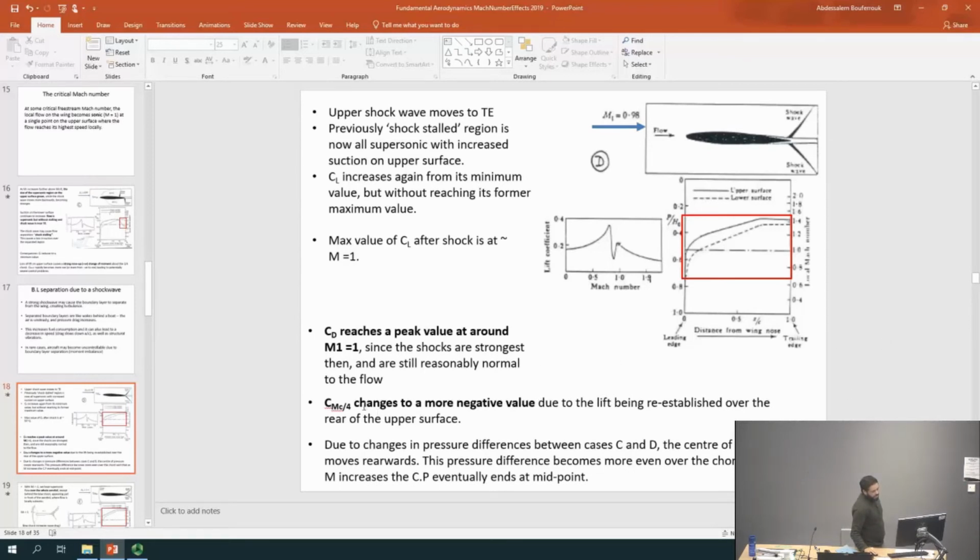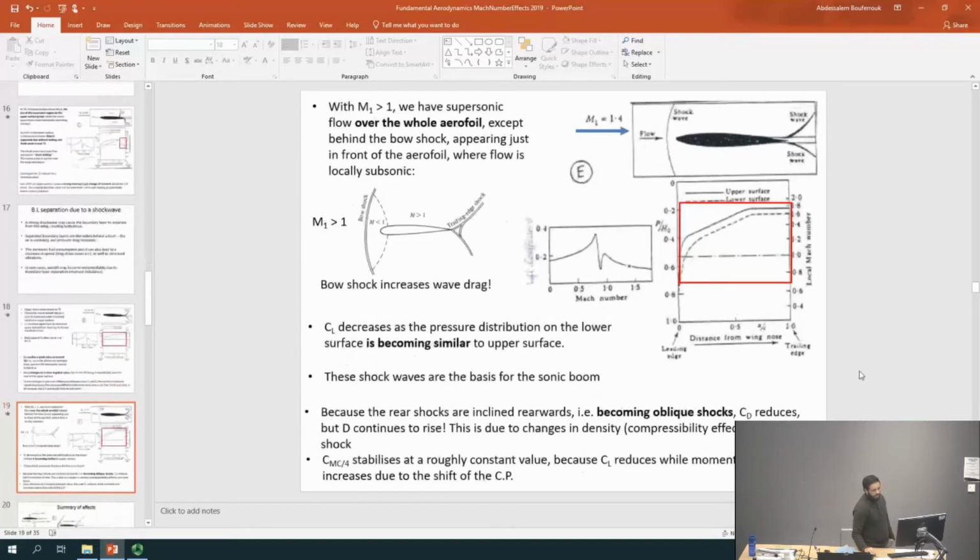In terms of pitching moment, people have found that if you measure the pitching moment, let's say at quarter chord, it becomes more negative. Before it was positive, now it's more negative. It's kind of the other way around. So it's a pitching down, a nose down pitching moment. Right, so let's keep going and see what happens.